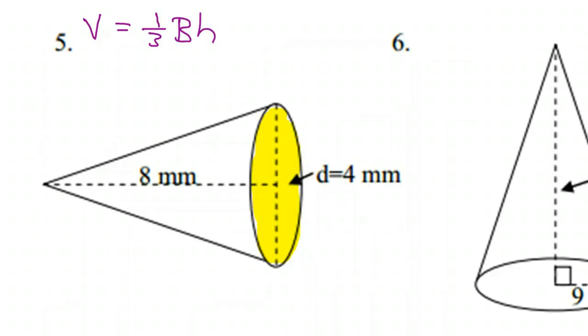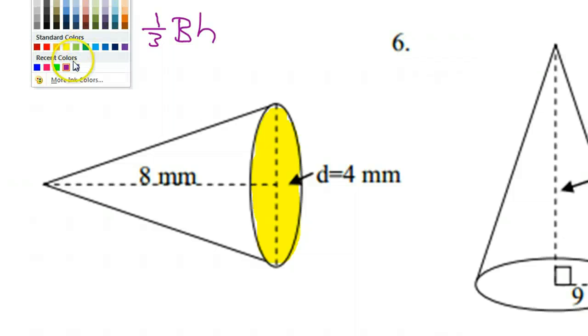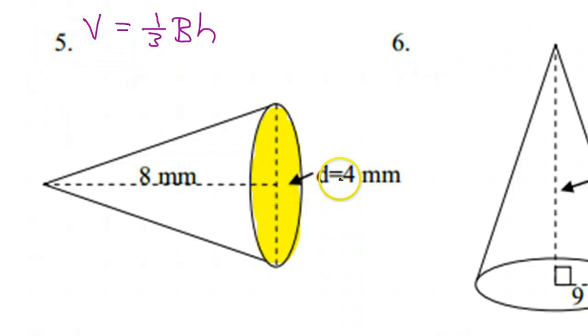Okay, so I need to find the area of this circle. Now, this D stands for diameter. So when they gave us this 4, they're giving us the diameter. But we need the radius for the area formula here. So let's go ahead and handle that. Obviously, if the diameter is 4, then the radius is 2.